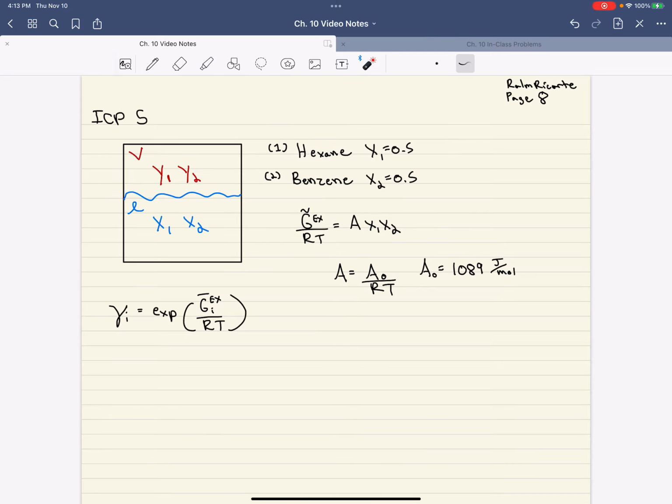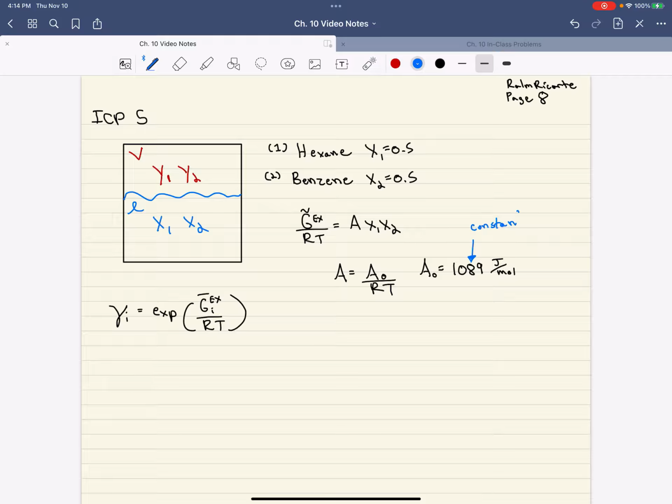And in the liquid phase, we're going to describe the non-ideal interactions using the excess molar Gibbs energy. And for this excess molar Gibbs energy, we're going to use the one-parameter Margules equation, which is equal to A times x1 times x2, where A is going to be a function of A naught, which is a constant.